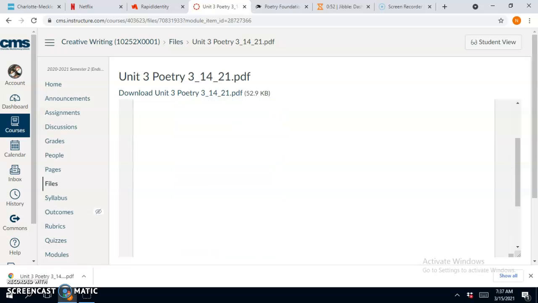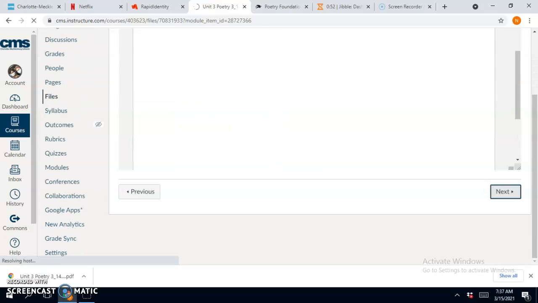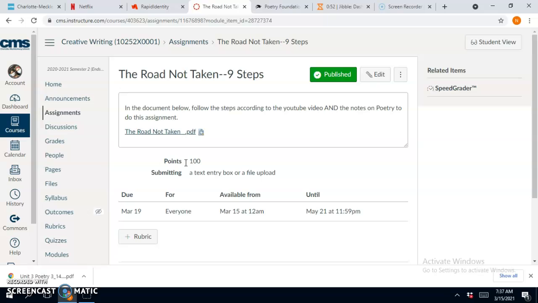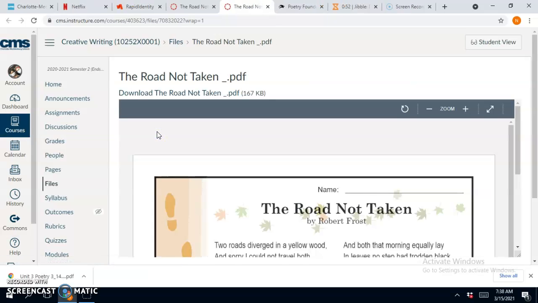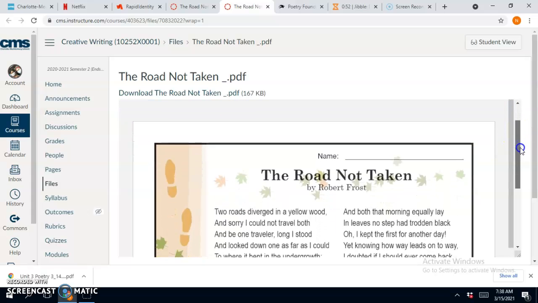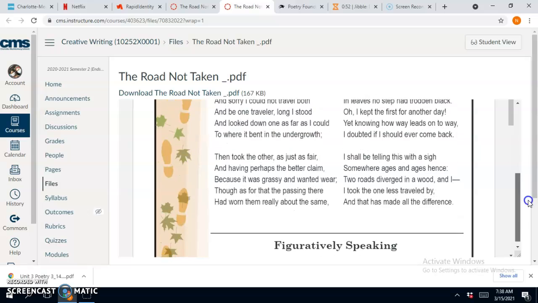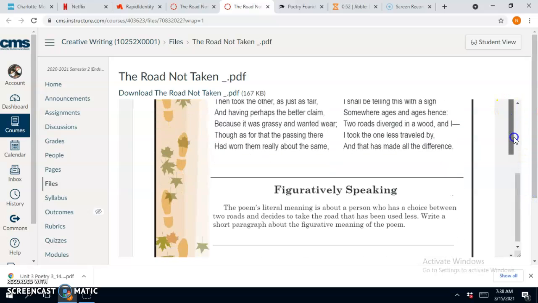If you go down, you'll see a next button. So click on next. I've made it an assignment and I've put it in a document. It says follow the steps according to the YouTube video and the notes on poetry to do the assignment. And so I've given it to you. You're going to have to use the technique that Gloria was talking about in the beginning of the year so you can have access on writing this.